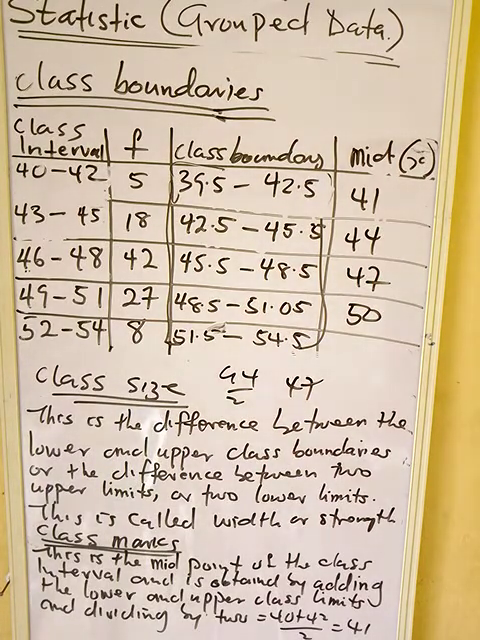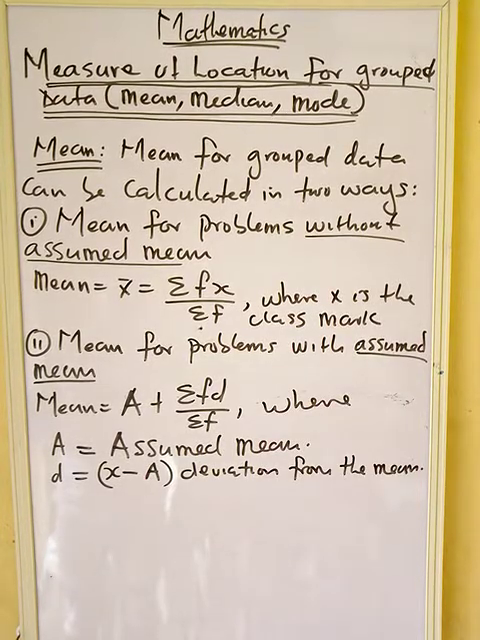So let us move to another subtopic, which is measure of location for group data. In brackets we have mean, median, and mode.